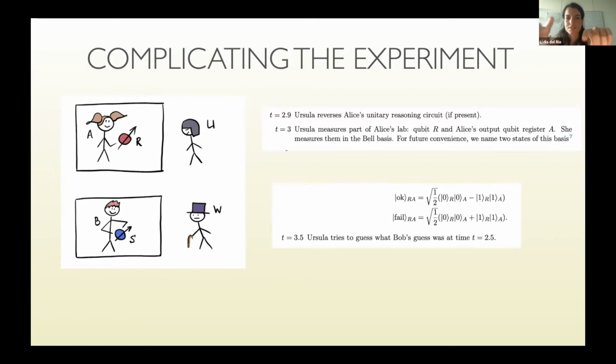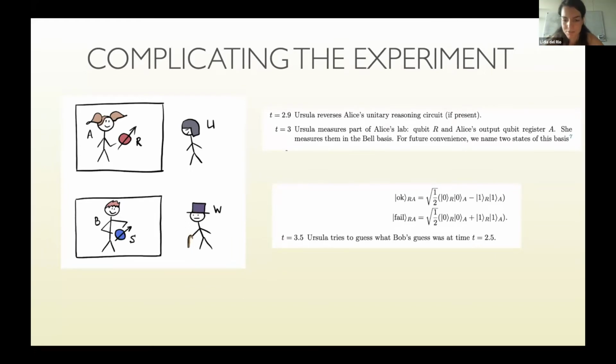And this is just building up to the Frauchiger-Renner experiment. You could put other things here. And then Ursula, this is the interesting part. Given the outcome that she observes, she will try to guess what Bob's prediction was before.